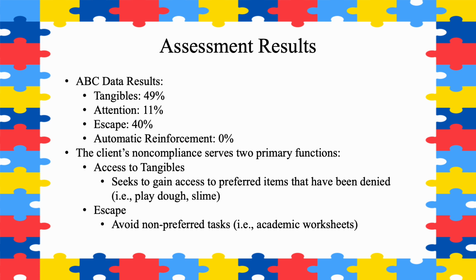Based on these results, it was determined that the client's noncompliance serves 2 primary functions. Access, where she seeks to gain access to preferred items that have been denied, such as Play-Doh and slime, and escape, where she seeks to avoid non-preferred tasks such as academic worksheets that she finds to be highly aversive.